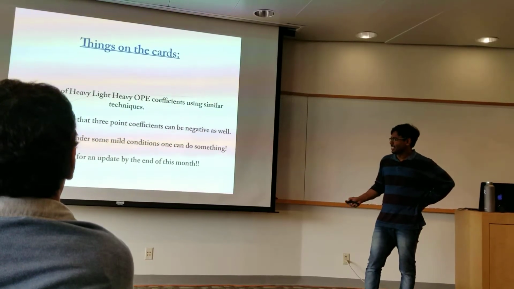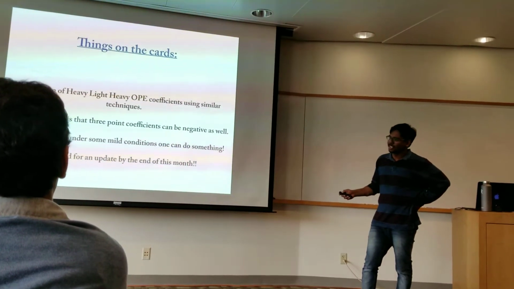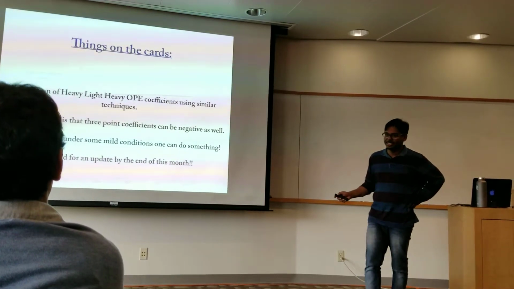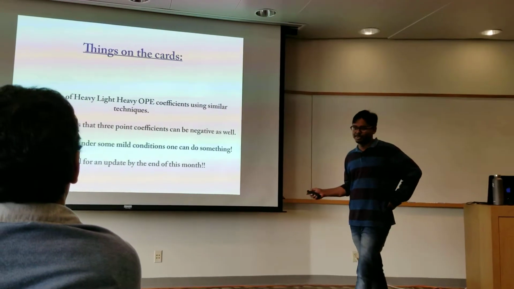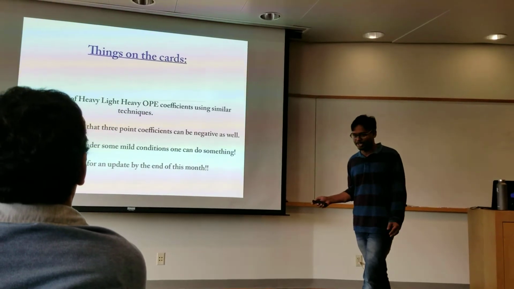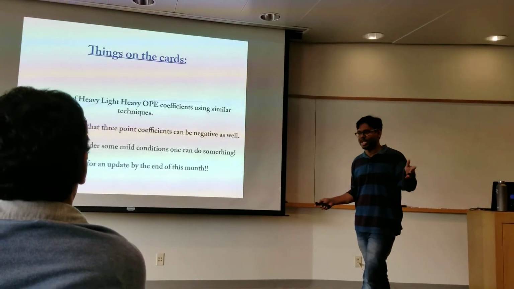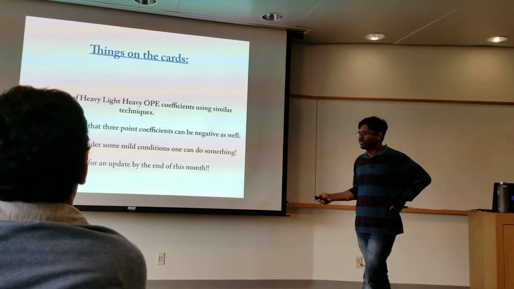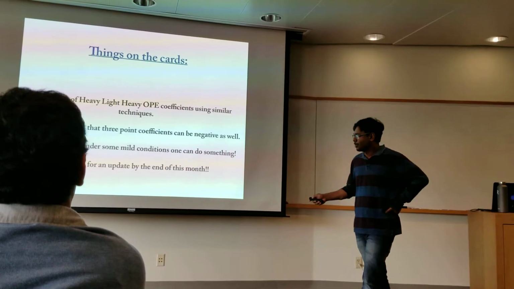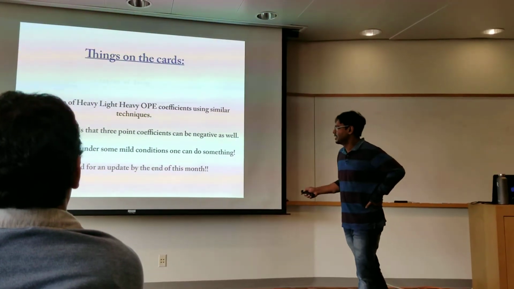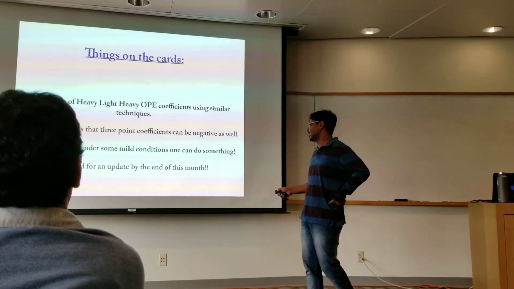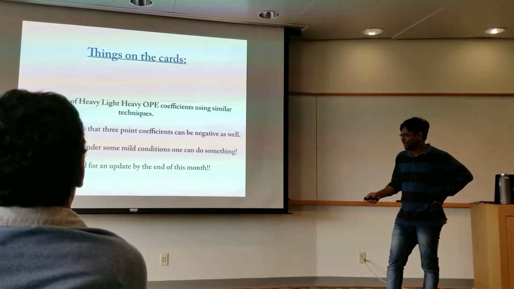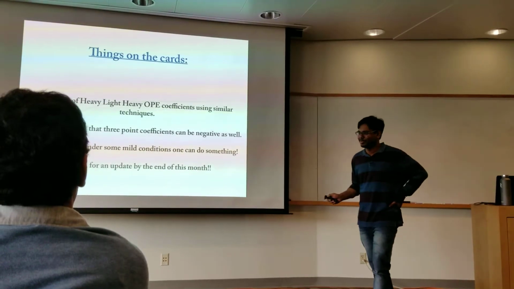And then there are things on OPE coefficients. One can estimate the heavy-light-heavy OPE coefficients using similar techniques. And here the main obstacle is that the 3-point coefficients can be negative. One of the crucial ingredients in our proof, or the proof that appeared in the Russian paper, is the positivity of the density of states. And we don't have that in the 3-point coefficients. But there's hope, under some mild conditions one can do something. And so hopefully I'll be able to put it up on paper by the end of the month.